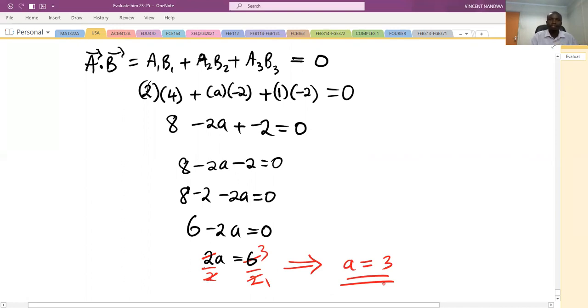So that's how we interpret dot product, and with the examples given, then you should be able to solve as many problems as possible on dot product. Thank you.